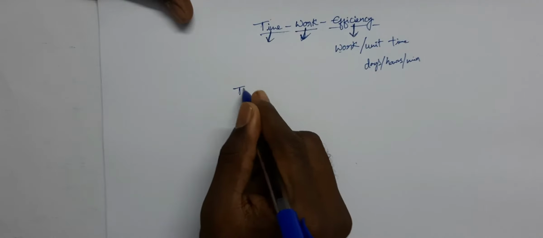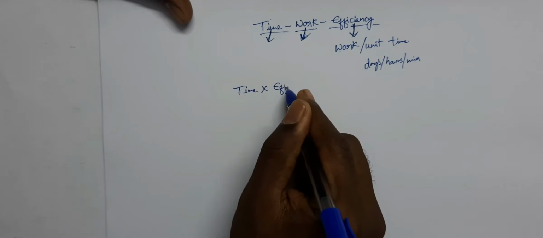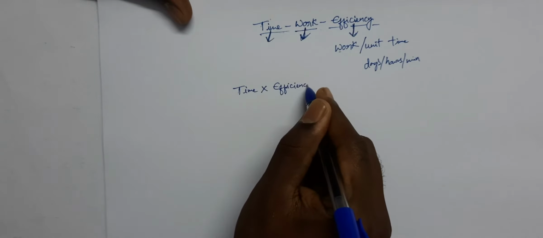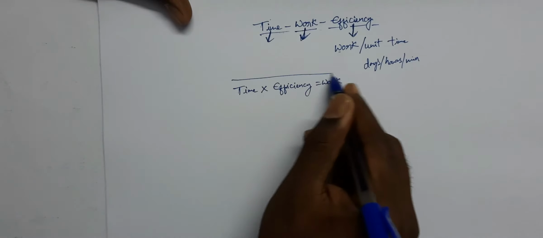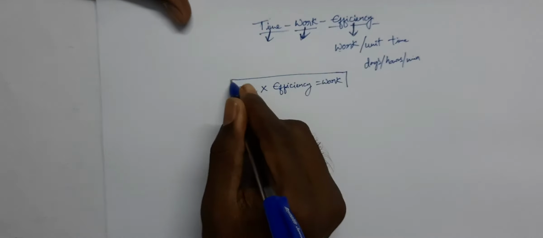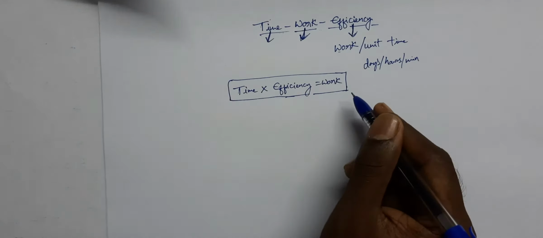This whole chapter, time, work, and efficiency, depends on one single formula, that is time into efficiency equals to work. If you can understand this single formula properly, you can solve any problem from this chapter.